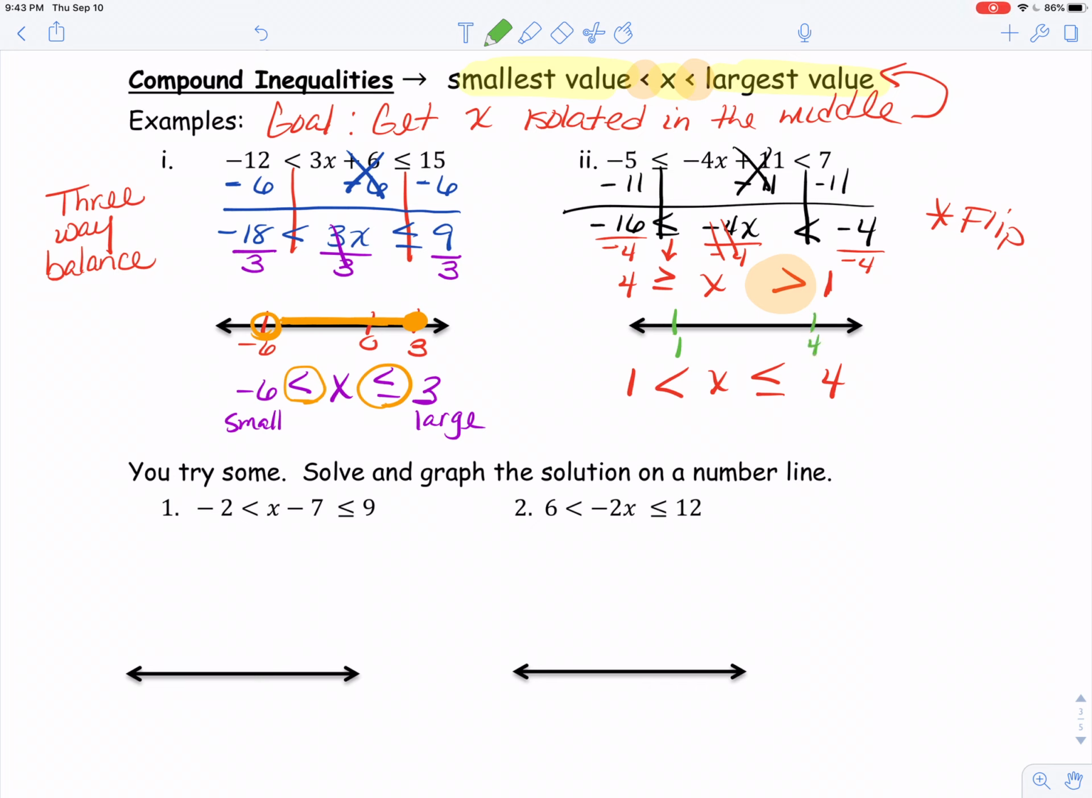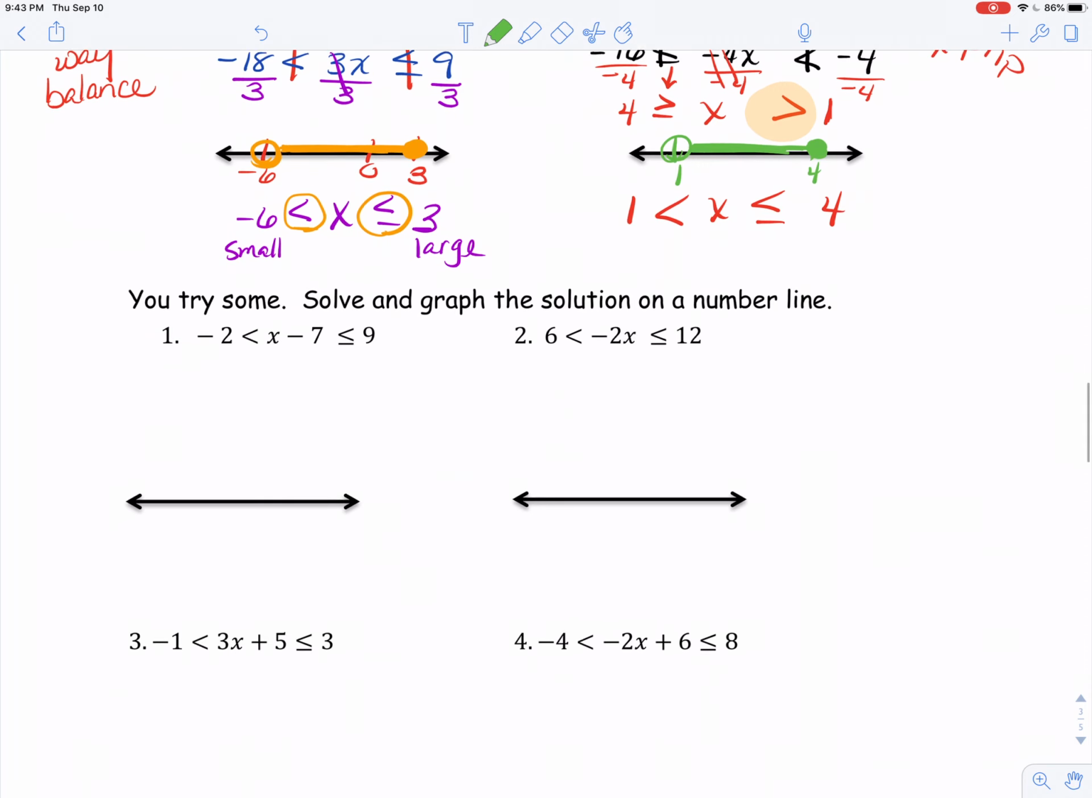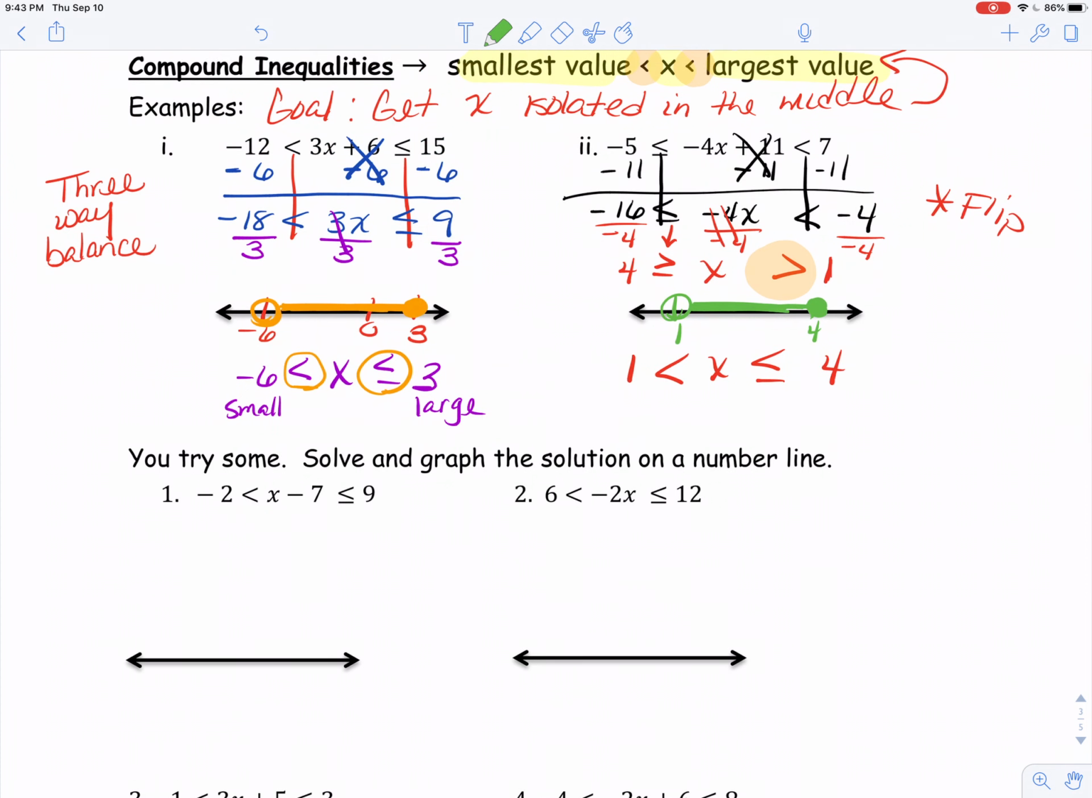Okay, so open circle on 1, closed circle on 4. They could both be open circles. They could both be closed circles. That's just whatever inequality symbol you've got. All right, let's do a couple more before we call it a day.